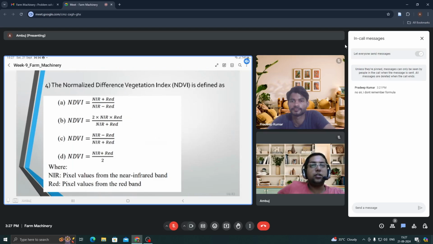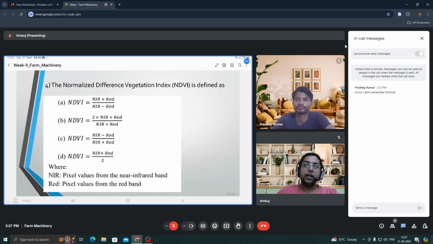It's a very easy question and the only theoretical question in this particular session. In normalized difference vegetation index, NDVI, what is the formula? Four formulas have been given here. NDVI equal to NIR plus red over NIR minus red. NIR is near infrared, that is a particular spectrum of the wavelength.